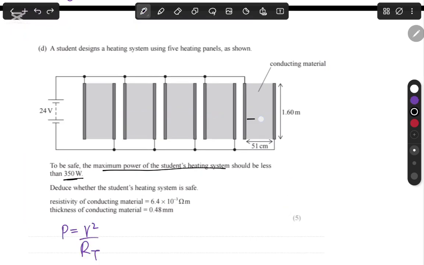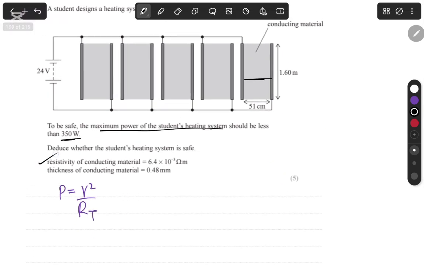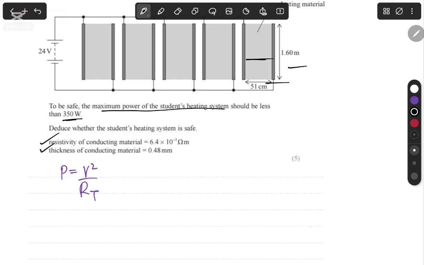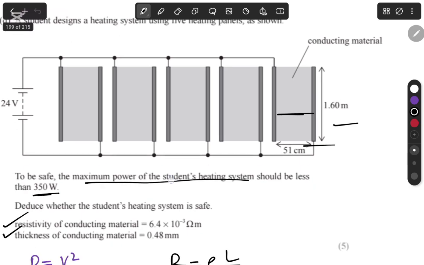Which means I have to find the resistance of one of these. And to find the resistance, I can see they give me resistivity, thickness, and they've given me the length and the width as well. So what I can do here is R equals rho L over A.